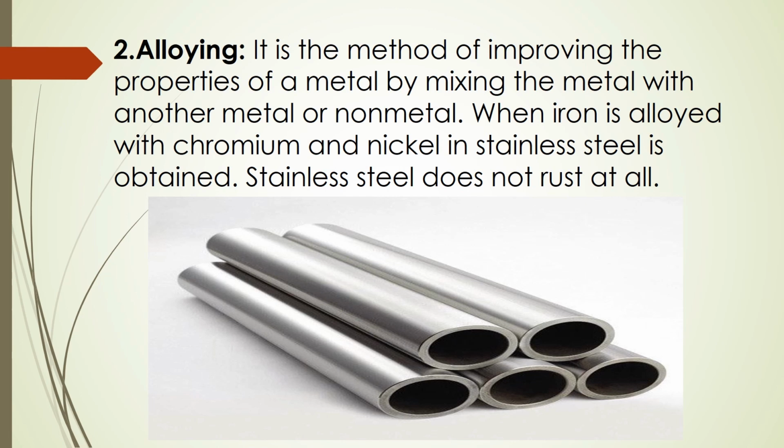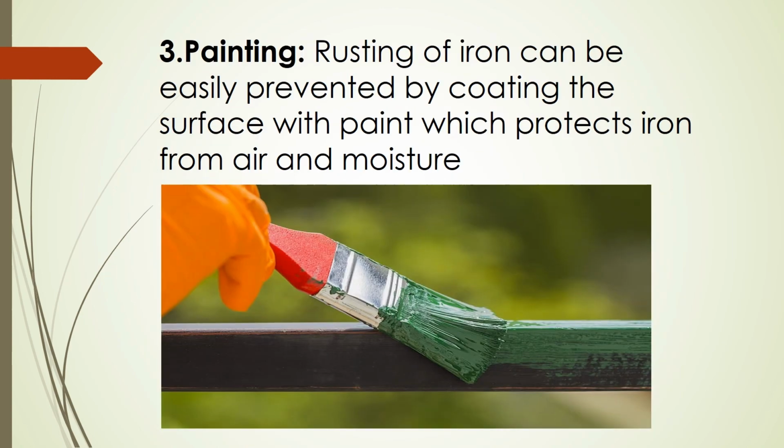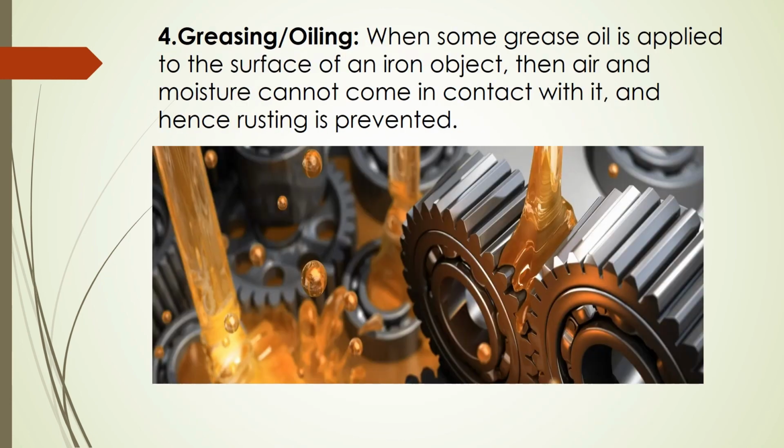Third point, painting. Rusting of iron can be easily prevented by coating the surface with paint, which protects iron from air and moisture. Next method, greasing or oiling. When some grease or oil is applied to the surface of an iron object, then air and moisture cannot come in contact with it and hence rusting is prevented.